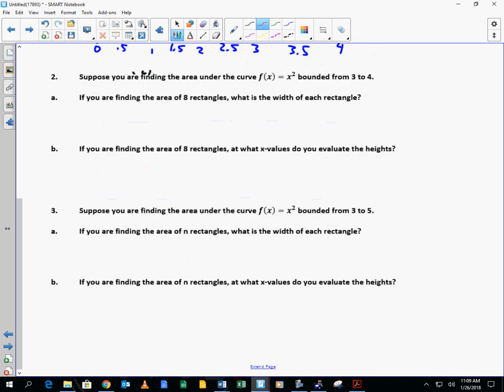Okay, so another example. Suppose you're finding the area under the curve f of x is x squared, and we're going to bound it from 3 to 4. If you're finding the area of 8 rectangles, what's the width of each rectangle? How do you get that? 4 minus 3 divided by 8 is 1/8. Very good.